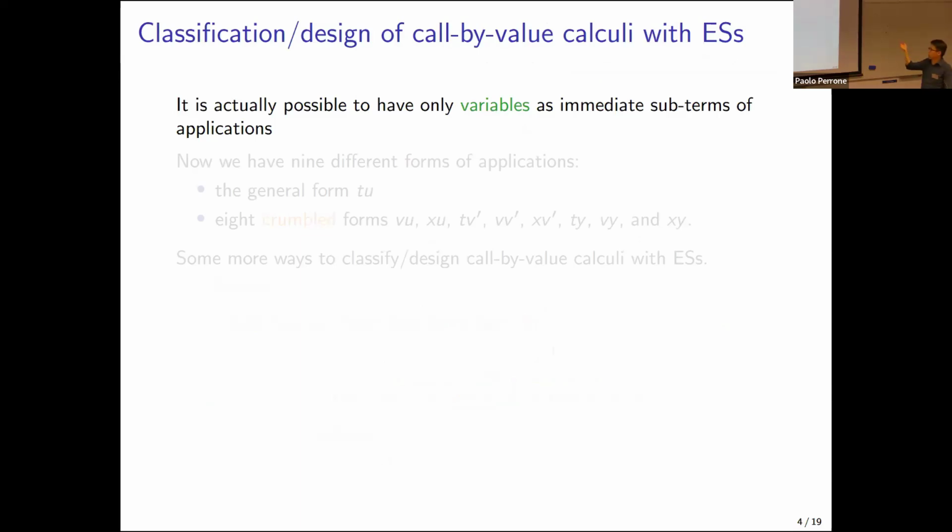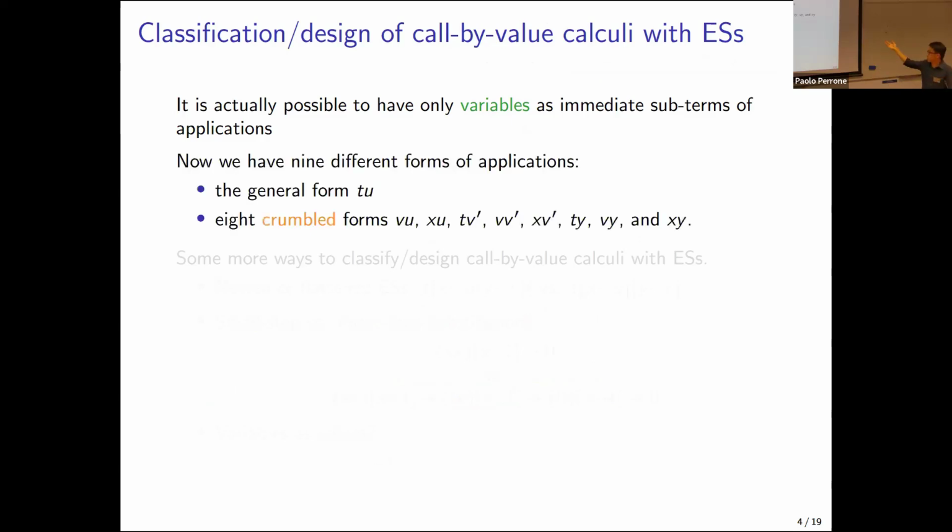It's also possible to have only variables as immediate subterms of applications. So this will give us many different forms of applications. You can have the general form, you can have only values applied to a term, or variables applied to a term.